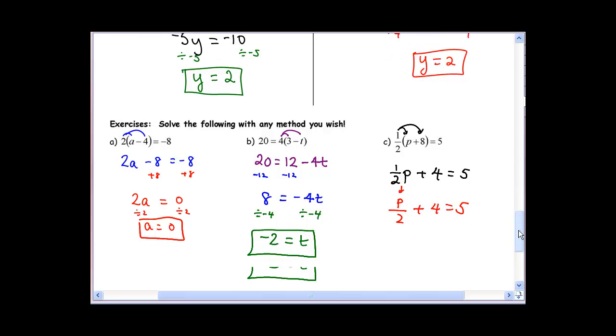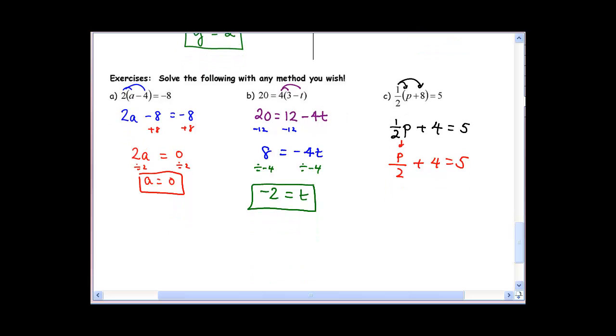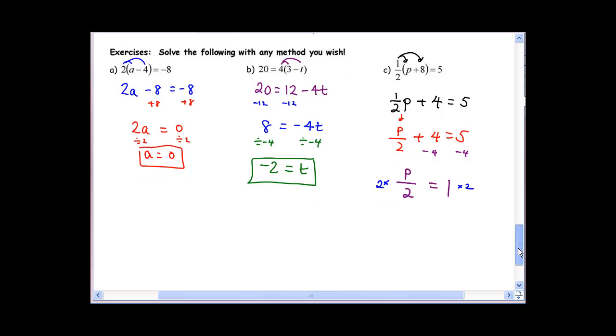This should be something familiar with what we did last day, so we will now try to isolate the p by subtracting 4 off of both sides. p over 2 equals 1. Our last step is to solve for p, so I want to get rid of that fraction, or dividing by 2. The opposite of dividing is multiplying, so p equals 2.